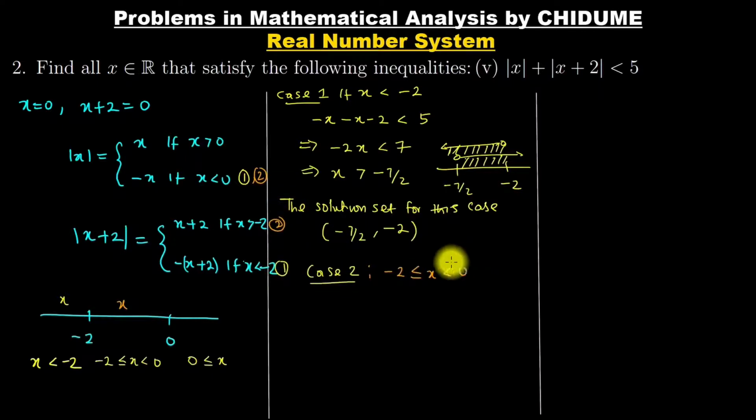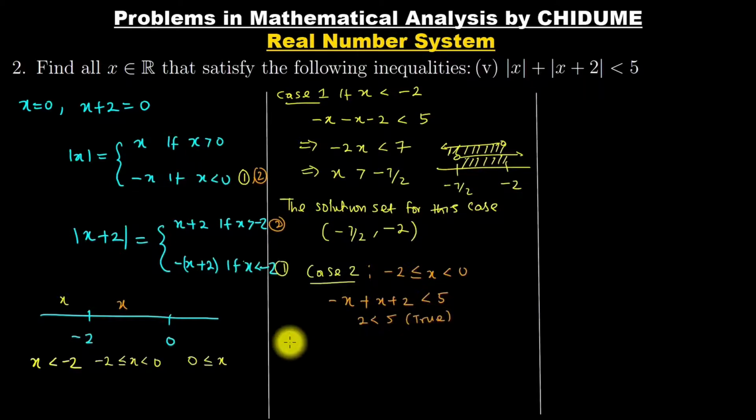Okay, so here what will happen to the absolute value of x? The absolute value of x is still going to be negative x, and the absolute value of x plus 2 would be x plus 2, since x is greater than negative 2. Now we have this result to be less than 5. So if I solve this inequality, here we have 2 less than 5, which is true.